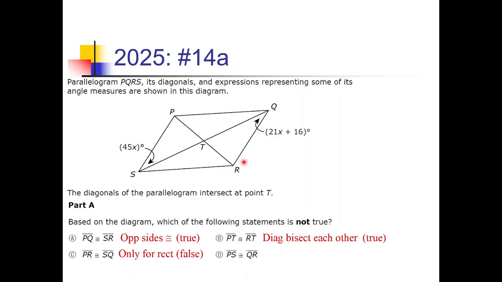Just to be on the safe side, though, let's look at the last one. PS and QR congruent, and these are also opposite sides. So like choice A, where opposite sides were congruent, this is also going to be a true statement. So that means that C is the only false one.